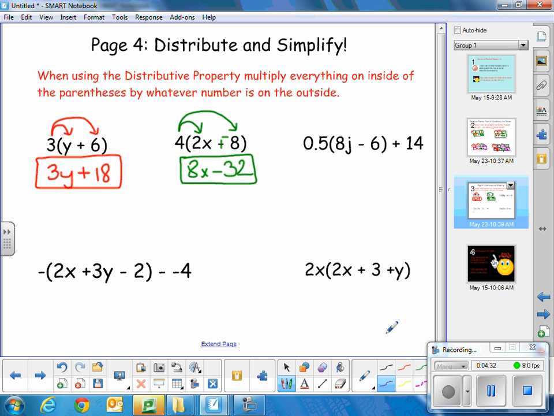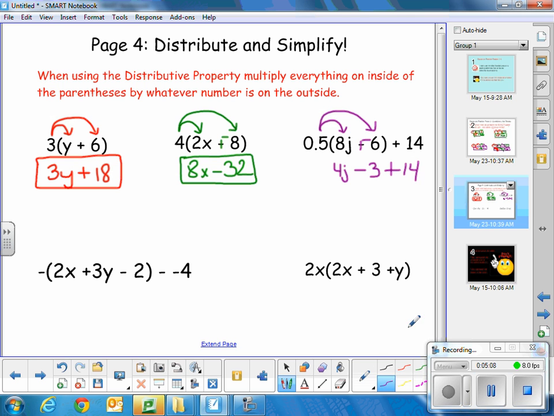The next one gets a little bit trickier. We're only going to give this negative 1/2 to what's in parentheses. We're not going to apply it to this 14. So 1/2 times 8j, half of 8j is 4j. And then 1/2 times a negative 6. Half of negative 6 is negative 3, so we're going to write down minus 3 since it's negative. And then we're not going to multiply the 14 by a half. We're just going to bring that straight down.